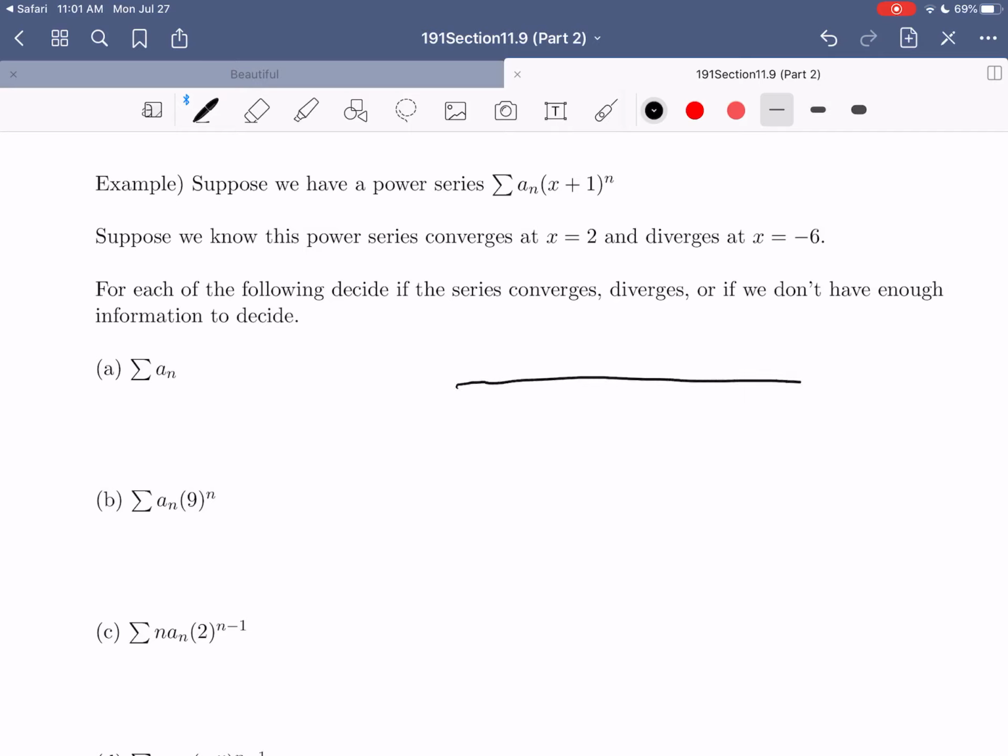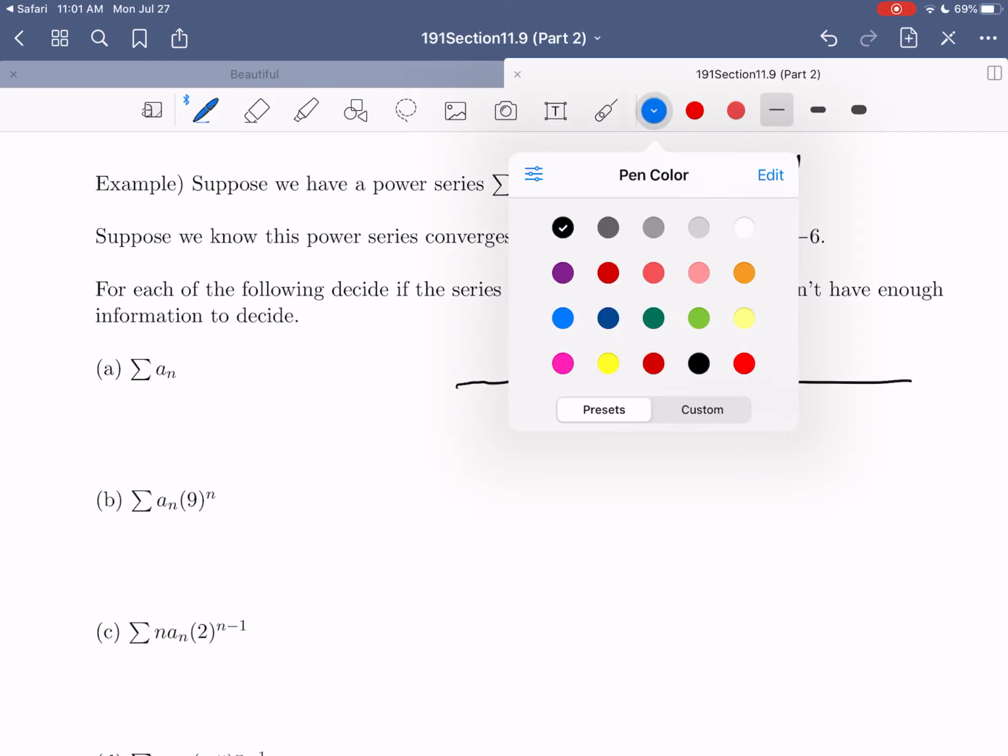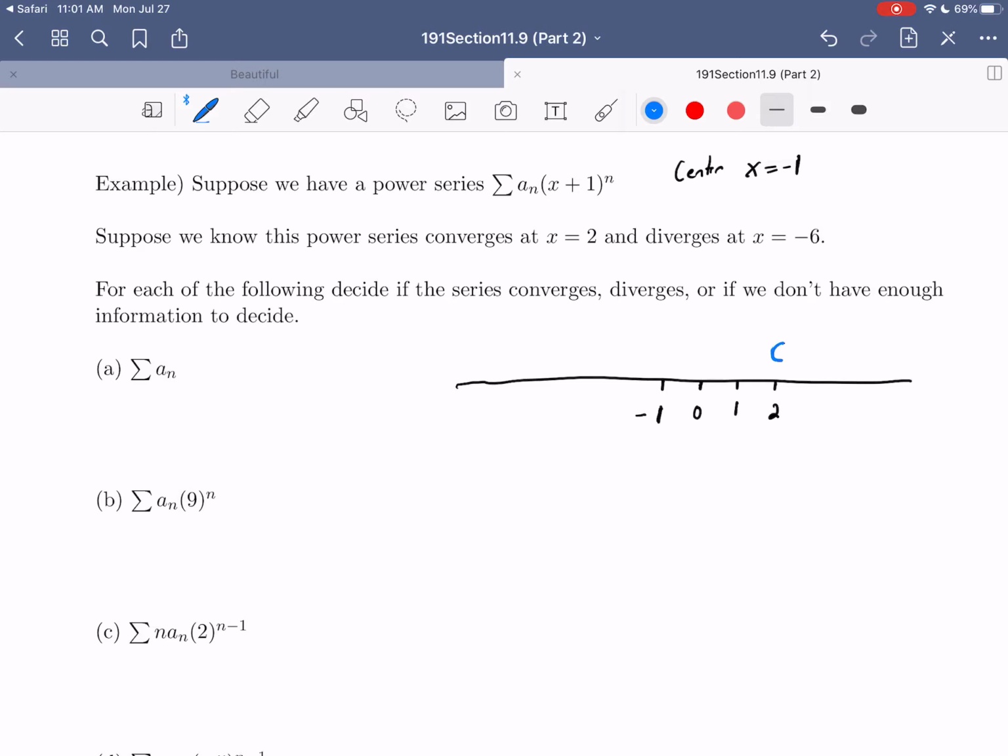So here's a number line. We should keep in mind that the center here, which is what's really important, is x equals -1. So I'm going to put my center at x equals -1. Then I know that it converges at x equals 2. So there's 0, 1, and 2. So I know that we converge right there.